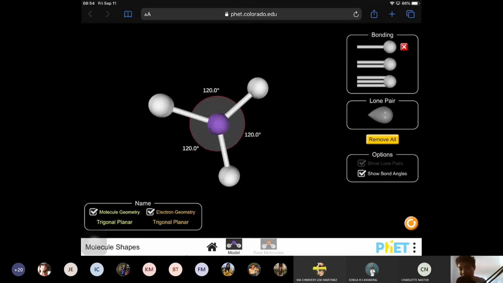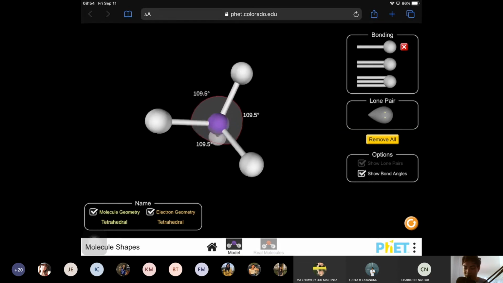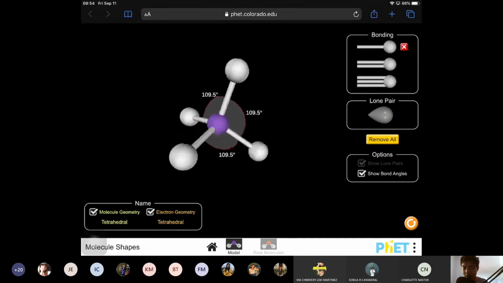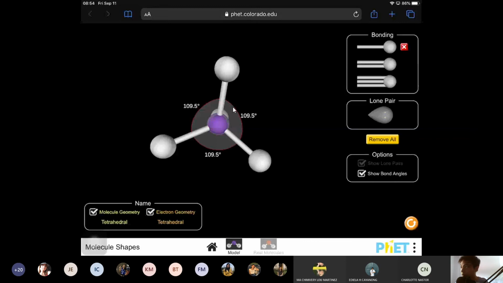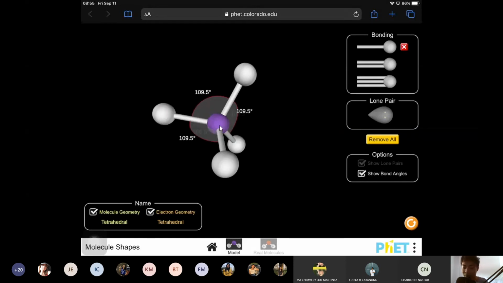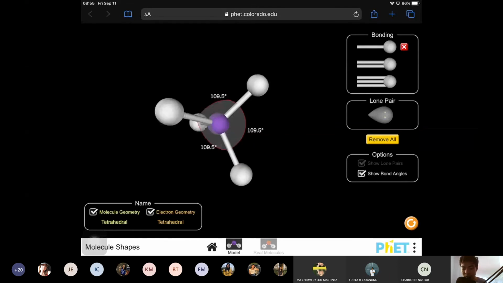Paano kapag apat? Ito na yung 3D. Pag apat, you will have a shape of tetrahedral wherein your bonds are all separated at 109.5 degrees. So, yan yung separation nila. So this bond and this bond is separated by 109.5. Ito at ito, 109.5. Basta lahat, they are all separated in 109.5 degrees. And the shape is tetrahedron.